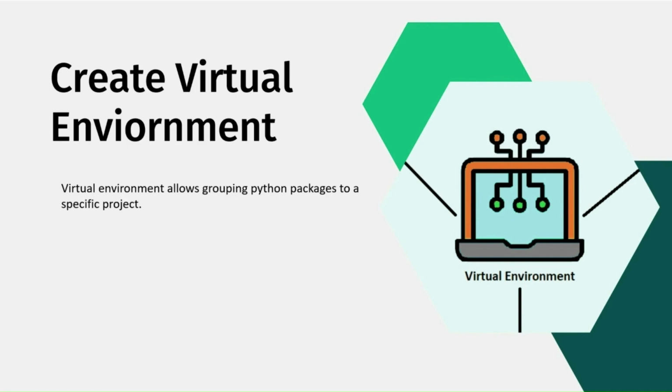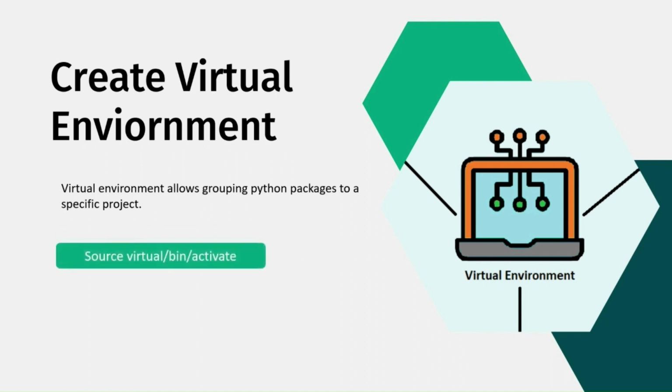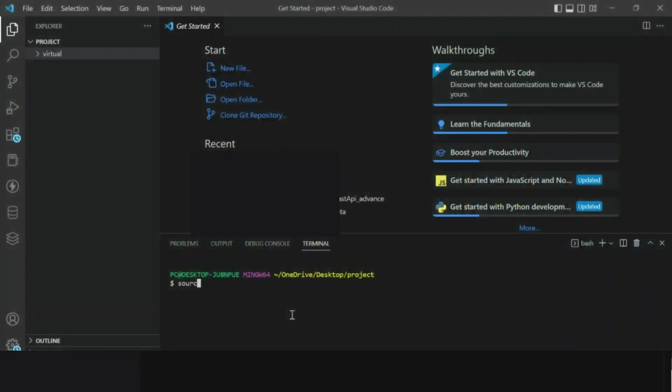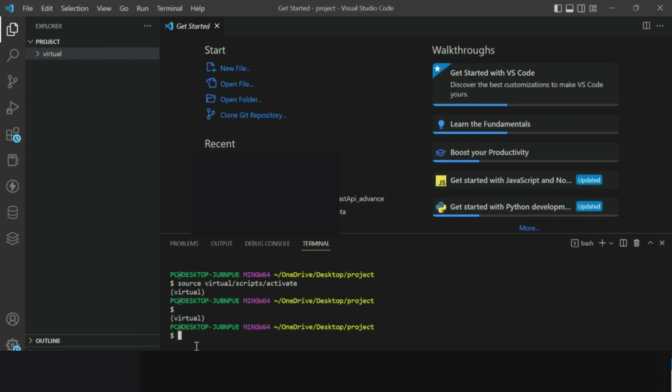The process to activate the virtual environment is different for Mac, Linux and Windows. To activate the virtual environment on Mac or Linux will be source virtual/bin/activate. And if you created the virtual environment in Windows, we will have a different set of files and folders. To activate the virtual environment in Windows, we need to type this command in the terminal. The command is source virtual/scripts/activate.